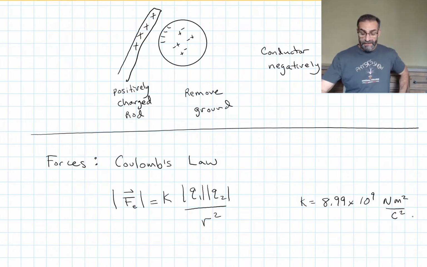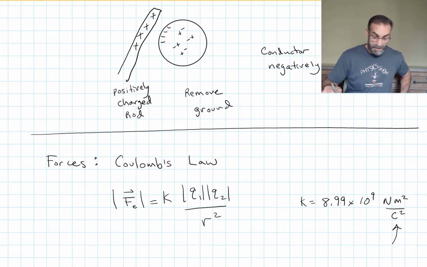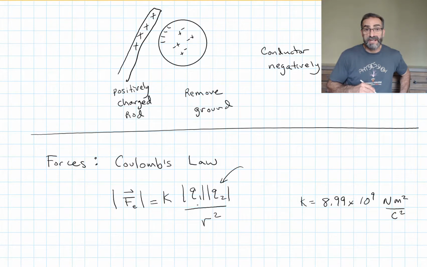Our unit for electric charge is the Coulomb, capital C. That's why I have Coulomb squared there. That's the unit for electric charge. And we use the symbol Q to signify charge on an object.